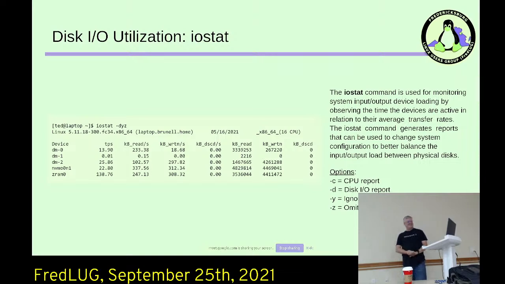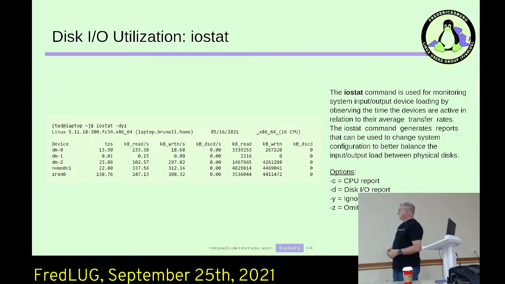All right, so iostat, disk I/O utilization. The iostat command is used for monitoring system input, output, and device loading by observing the time the devices are active in relation to the average transfer rates. The iostat command generates reports that can be used to change system configuration to better balance things.